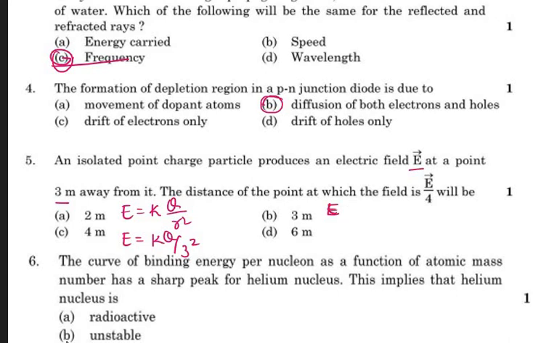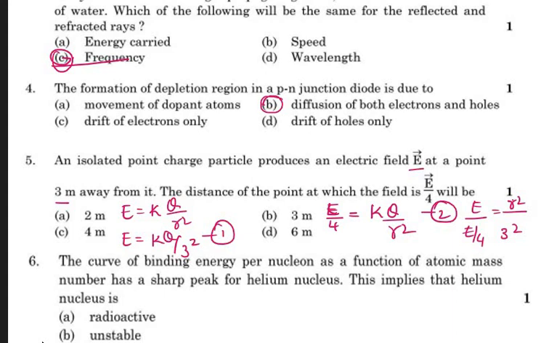So E by 4 we can write as K into Q divided by R square. We don't know the distance R, and the electric field is E by 4. So we can divide equation 1 by equation 2. Once you divide, we get E by 4 equal to, KQ will be common, so it will get cancelled, so you will get R square divided by 3 square.